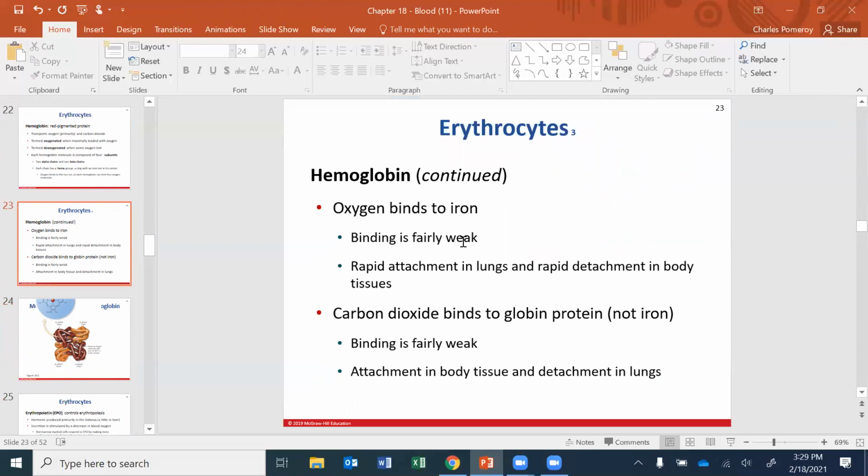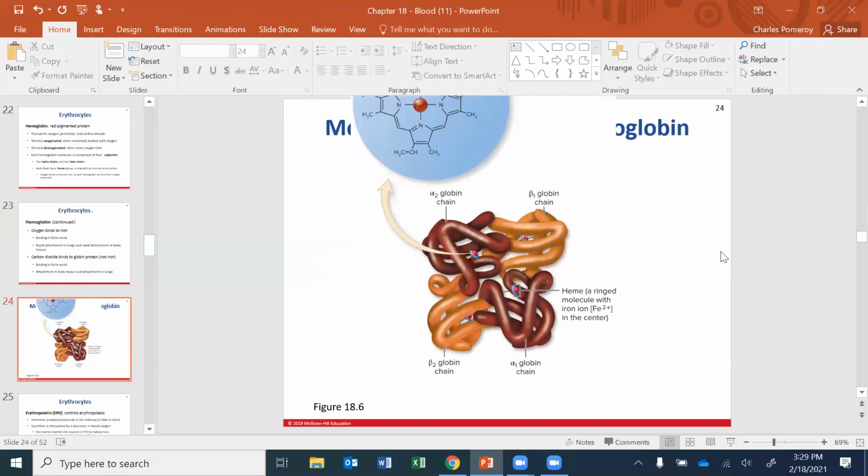It says binding is fairly weak. Basically, it'll grab oxygen in the lungs, and then it has to take it to the tissues and let go of it. And we'll talk later in the respiratory system about what causes it to pick up oxygen and what causes it to let go. Okay, but the binding is fairly weak.